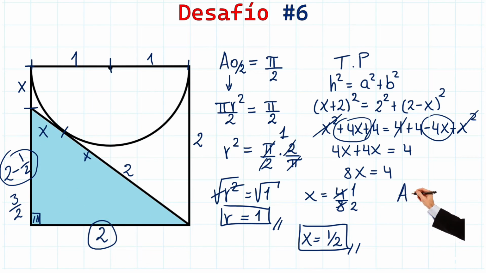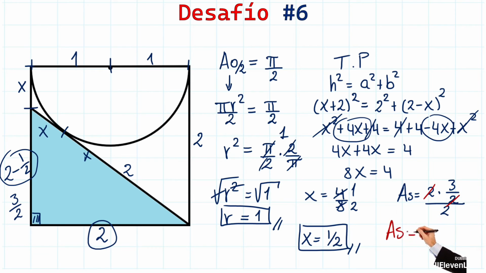We can say, ladies and gentlemen, that the shaded area is base times height divided by 2. So the base is 2 multiplied by the height, which is 3 over 2, and all of that divided by 2. Very good. Simplifying here and here, we see that the shaded area is equal to 3 over 2 square units. Fascinating. We already have the shaded area here.